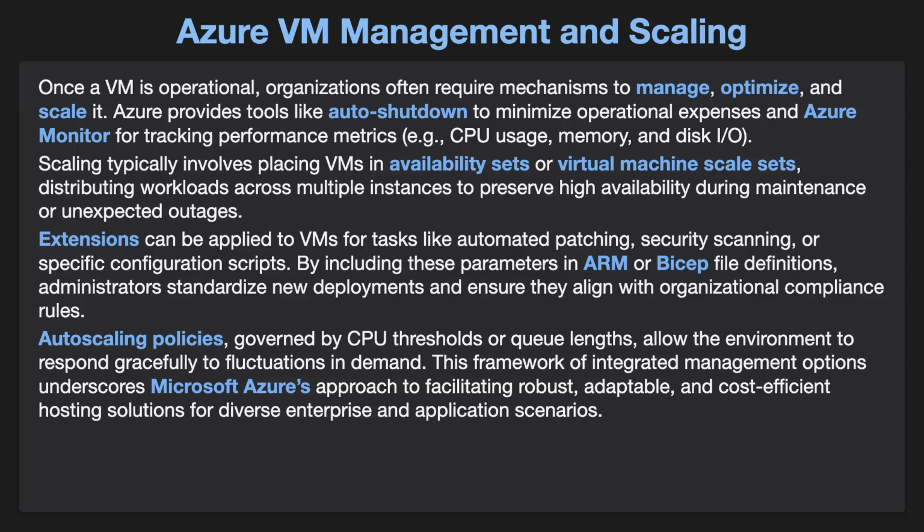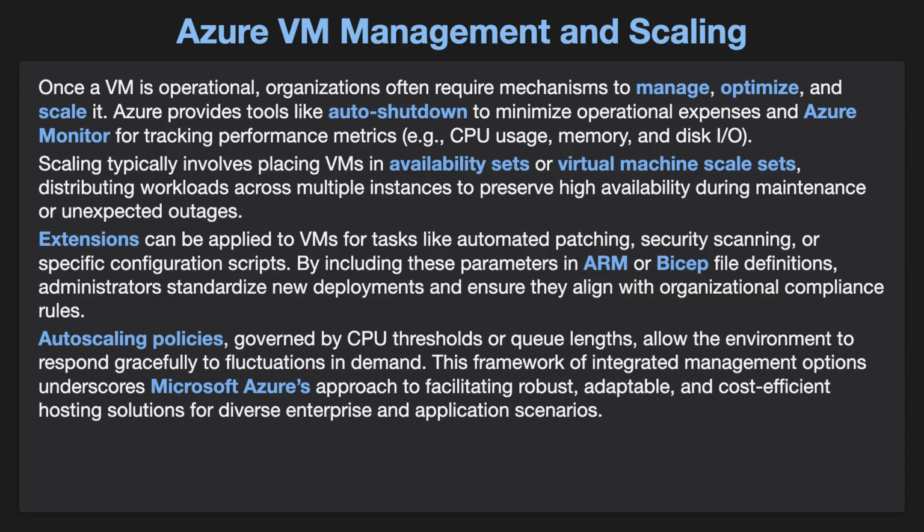Once a VM is operational, organizations often require mechanisms to manage, optimize, and scale it. Azure provides tools like Auto Shutdown to minimize operational expenses and Azure Monitor for tracking performance metrics, e.g., CPU usage, memory, and disk I/O. Scaling typically involves placing VMs in availability sets or virtual machine scale sets, distributing workloads across multiple instances to preserve high availability during maintenance or unexpected outages.